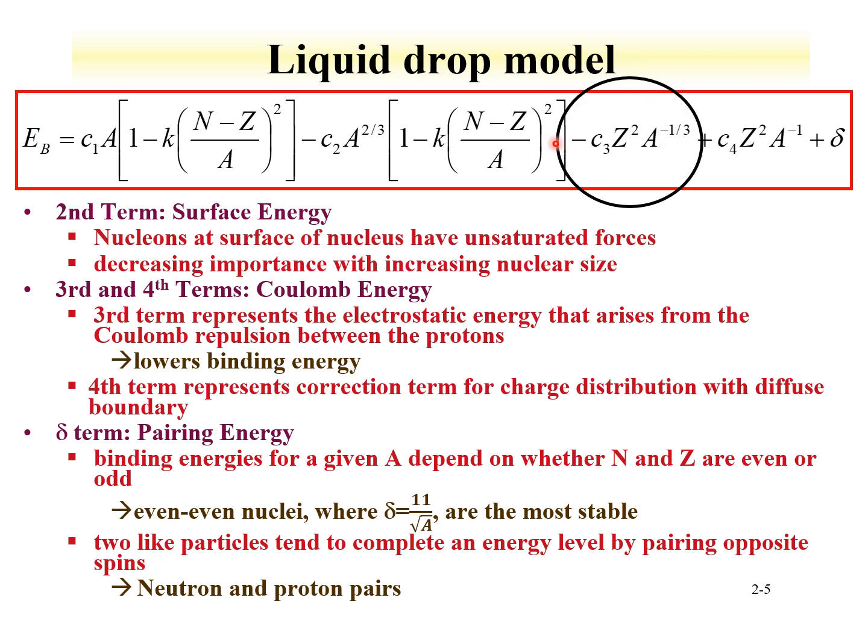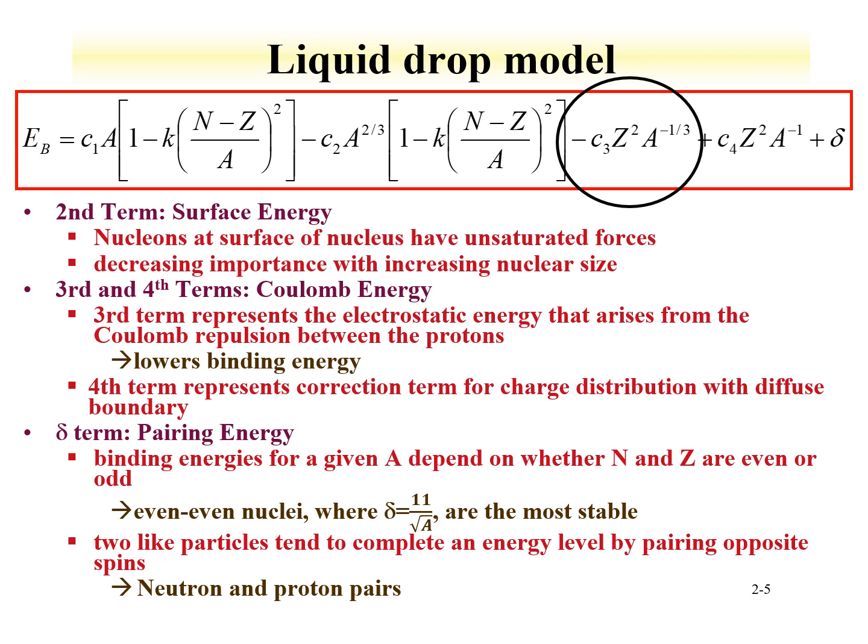The fourth term represents a correction term for charge distribution within a diffuse boundary. Okay, so now this is bringing in a recognition that the boundary of the nucleus isn't a sheer drop-off, that you get nucleon density changes close to the edge of the nucleus. And then the final term, you see that's our fourth term that we were talking about, the Coulomb.